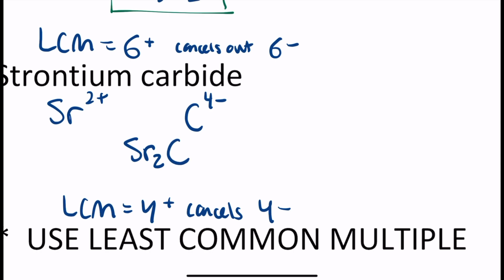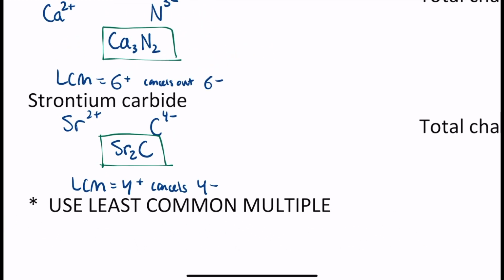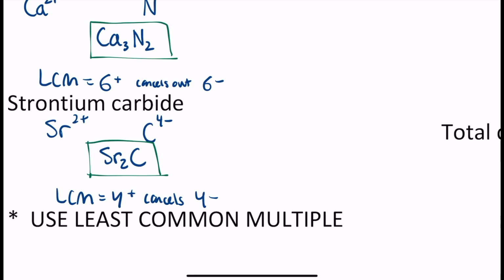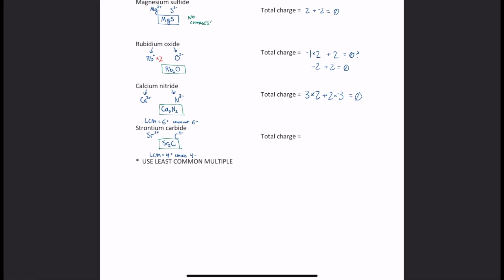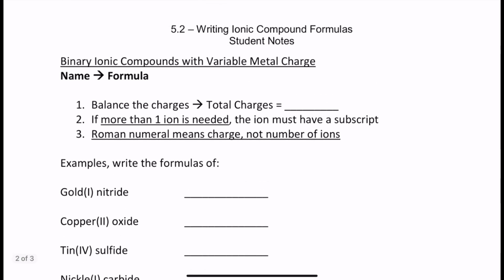We don't put a 1 as a subscript. That's redundant. And then this will be our final answer. Notice no charges in the final answer there. And that would be correct. So with our ionic compounds, we always use the most reduced subscripts possible, and least common multiple gives us that. Let's move on to this next example here.